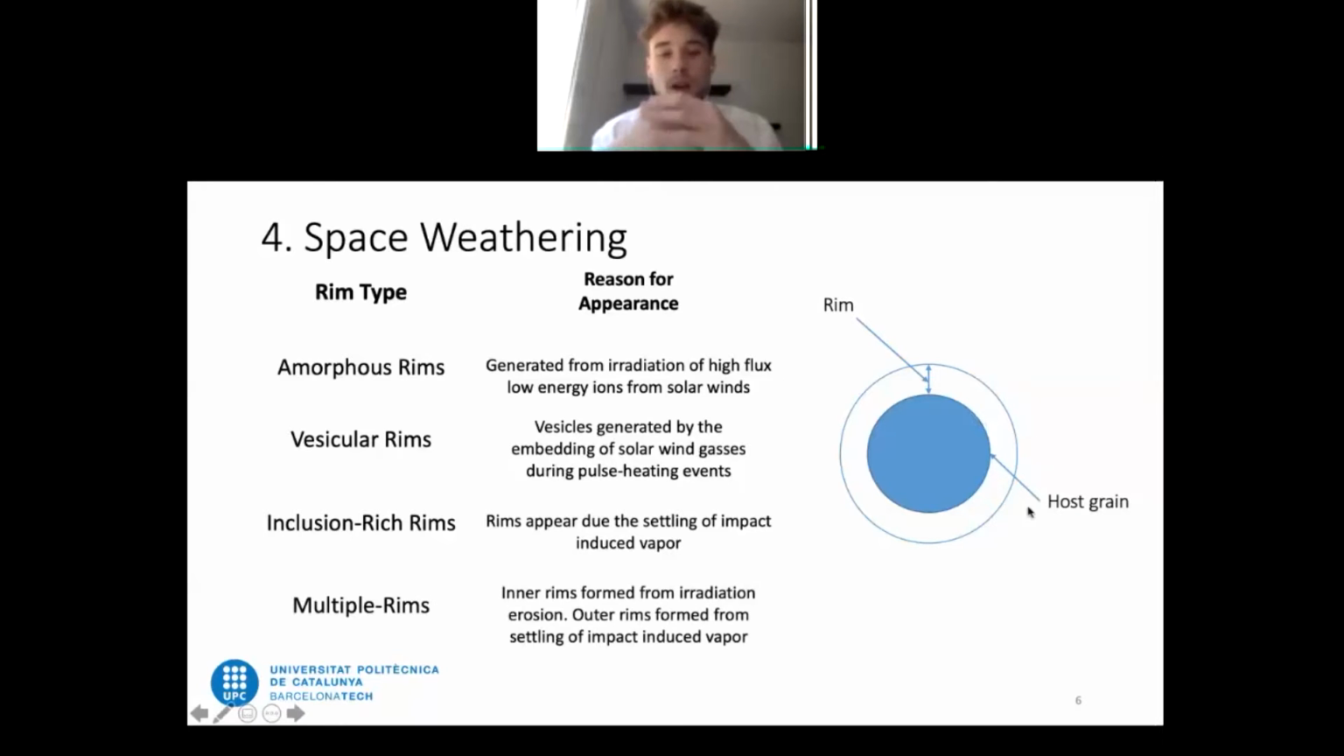We finally have multiple rims, and multiple rims are a combination of amorphous rims and inclusion-rich rims. Essentially, the amorphous rim is on the inner layer of these particles, and then is coated by the inclusion-rich rims. And as I stated with the reason of these appearances, the inner layer of the multiple rim corresponding with the amorphous rims is generated by irradiation erosion, and then the outer layer appears due to the settling of impact-induced vapor.